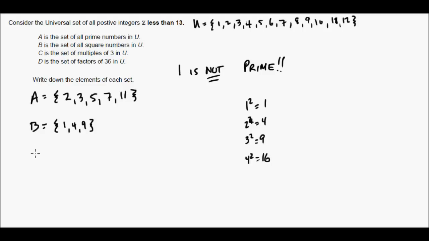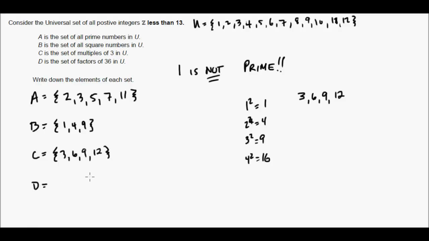Now C, the multiples of 3. Multiples is when you skip count. So if we're going to skip count with 3s, you go 3, 6, 9, 12. So boom. 3, 6, 9, 12.